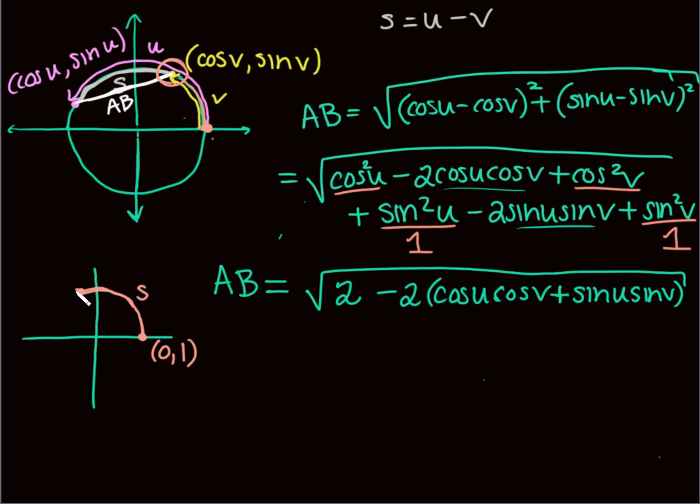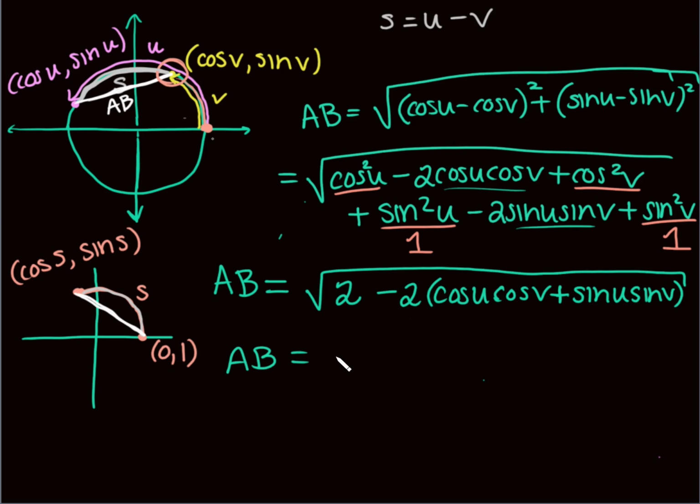So what do I know about that point right there? That point right there must be cosine of S, sine of S, whatever that distance is. So this S right here, that value right there, is going to be this distance right here, same distance. And now I'm going to do the same trick. I'm going to take AB. Remember this, that must be the same distance between these 2 points right here, correct?